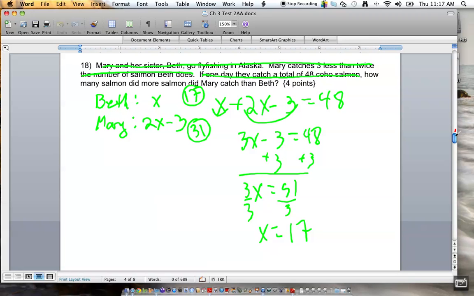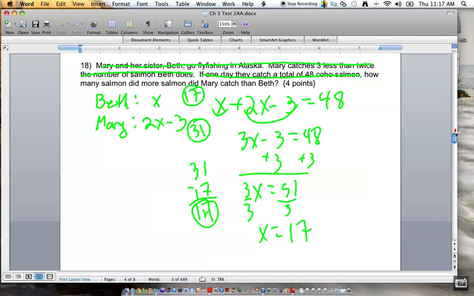Now, if you put 2x, it's because you forgot about Beth. And you get 2 points out of 4 if you put 2x. So you got some points, just didn't get them all. But ultimately, the question says, how many more salmon did Mary catch than Beth? That would be 31 minus 17, which is 14. So the final answer I was looking for was 14. Yes? I think I did everything except for the 2x times 31 or whatever. Do I still get 4 for credit? Yeah, absolutely.